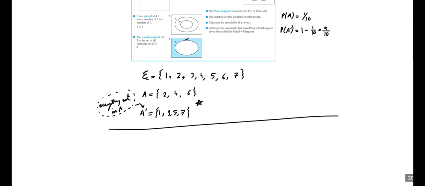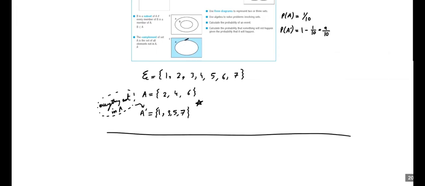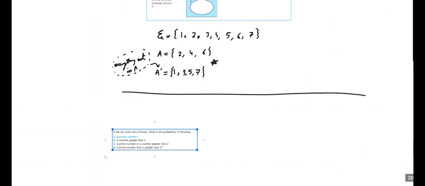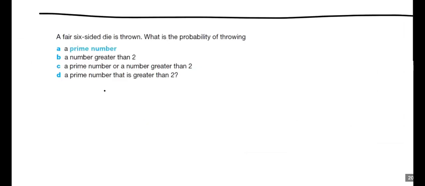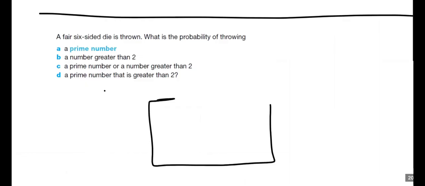Now let's take a look at the kind of stuff we'll be learning in this chapter. So what we're going to do is a question where we're going to set up a Venn diagram first. Okay. So which two circles should I have in my Venn diagram? What should the two circles correspond to?